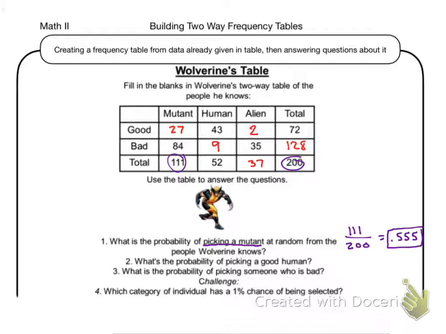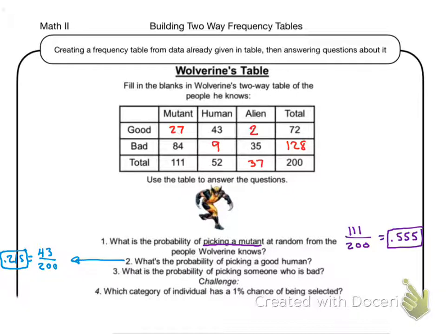Now number 2. What's the probability of picking a good human? So good humans, they have to be good and they have to be human. Notice that these are humans, these are good. These 43 people are both good and human. So the chances of picking a good human are 43 out of the total population of 200. 43 out of 200 gives us 0.215. That's the chance we have of picking a good human.